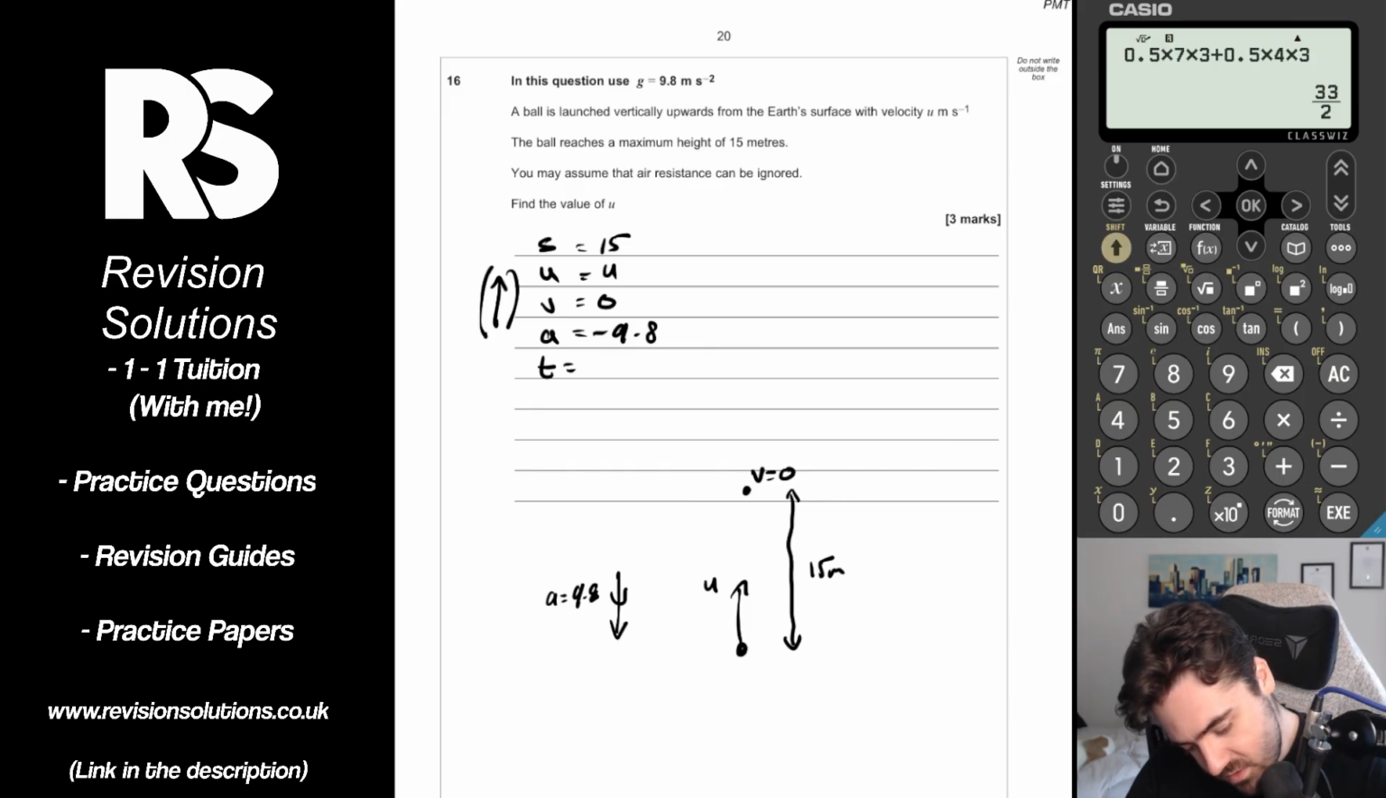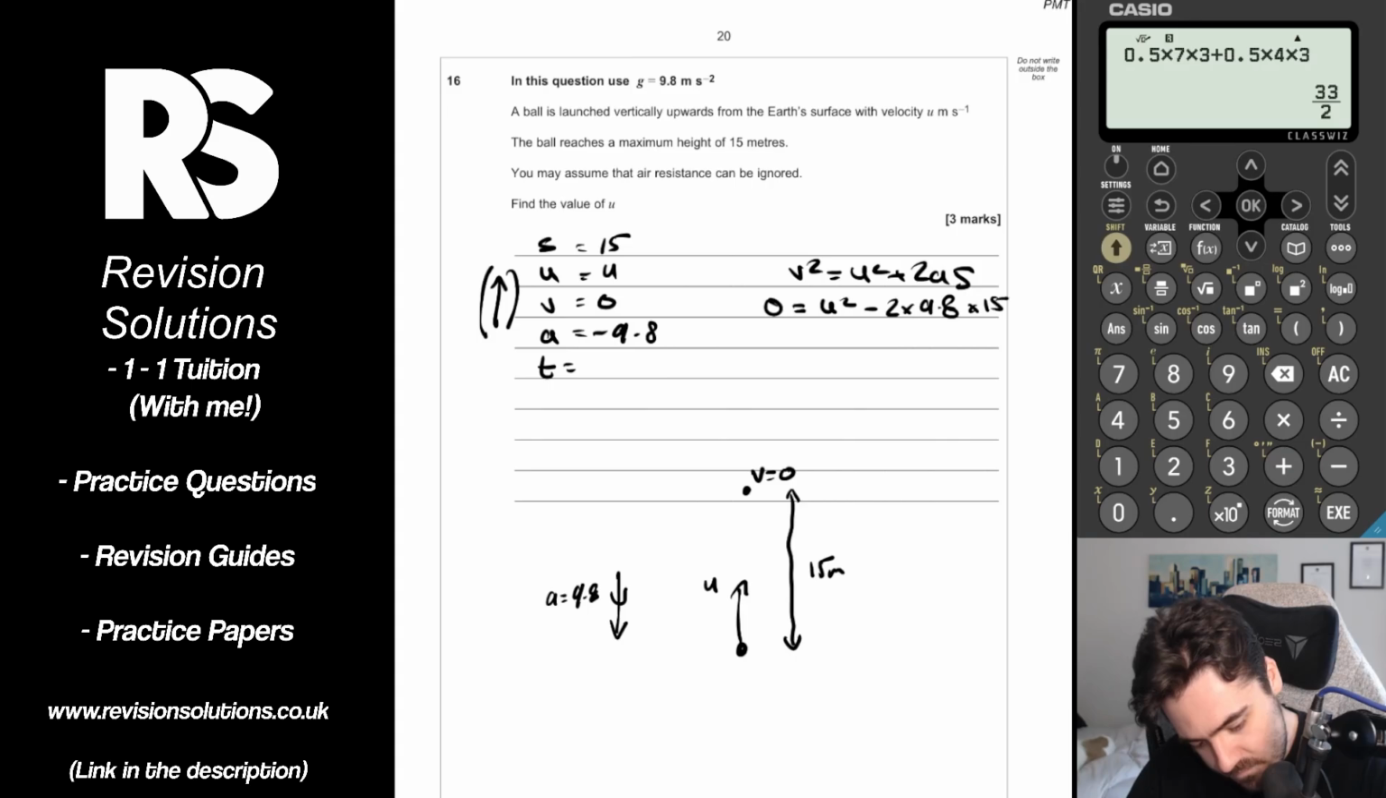Cool, so then if we want an equation without t to be able to find u, that's s equals ut plus a half at squared. Sorry, without t, what am I talking about? That would be v squared equals u squared plus 2as. So that would be 0 equals u squared minus 2 times the 9.8. I'm just preempting that minus sign with that there, times 15. So u is going to be the square root of all that.